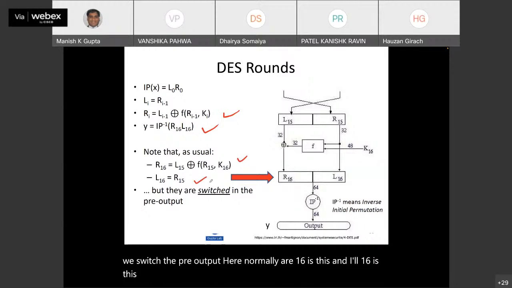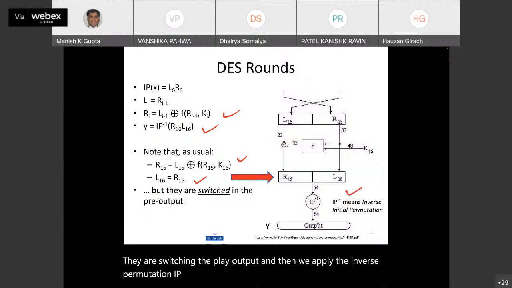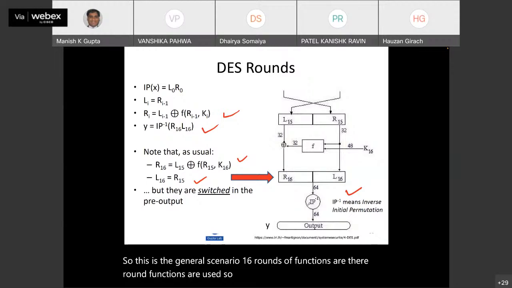So they are switched in the pre-output, and then we apply the inverse permutation, IP inverse, to the 64-bit output. So this is the general scenario. 16 rounds of functions are there, round functions are used. So what are these functions? Let me go into details of these functions.